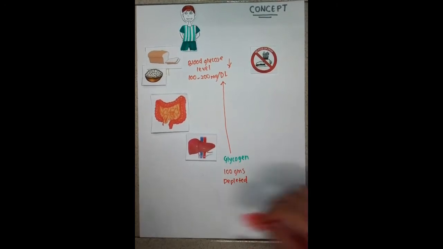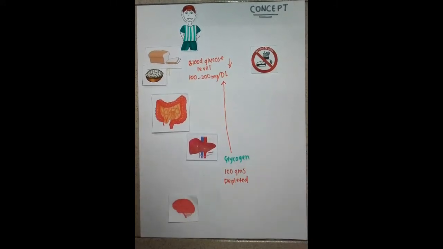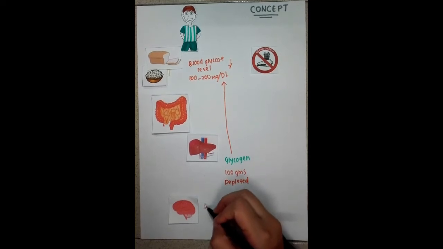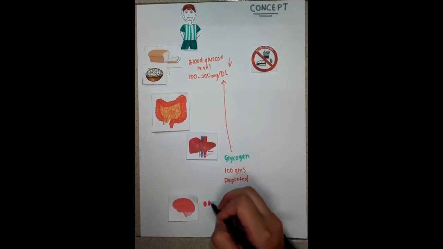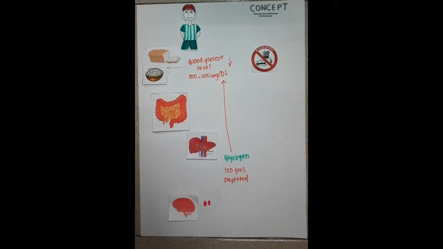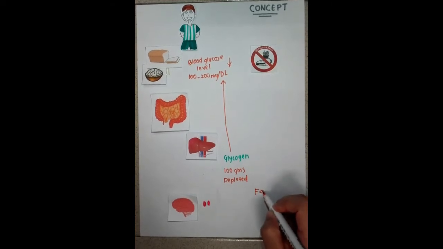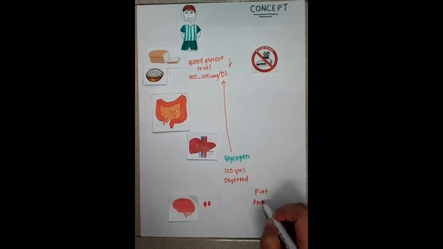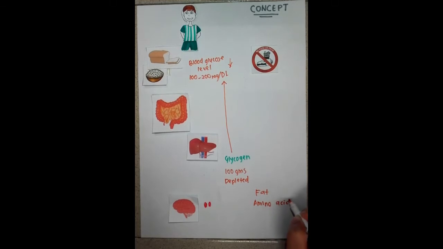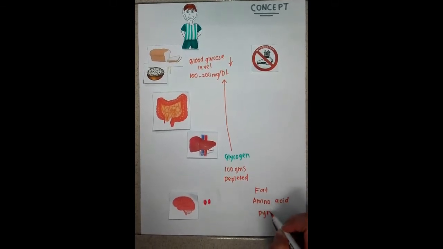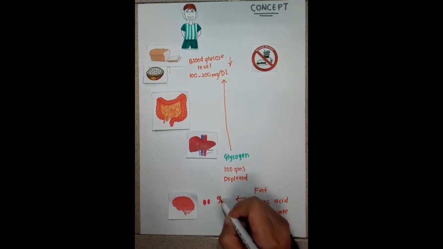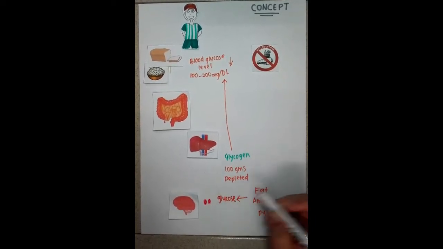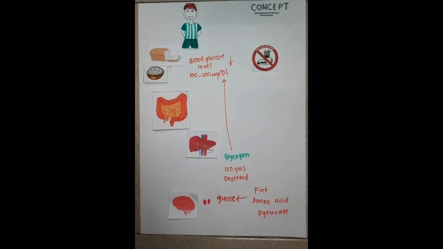Some tissues in the human body, such as nervous tissue and red blood cells, can only utilize glucose as a source of energy. So, substances like fat, amino acids, and pyruvate can be converted into glucose through the process of gluconeogenesis, which maintains the blood glucose level.